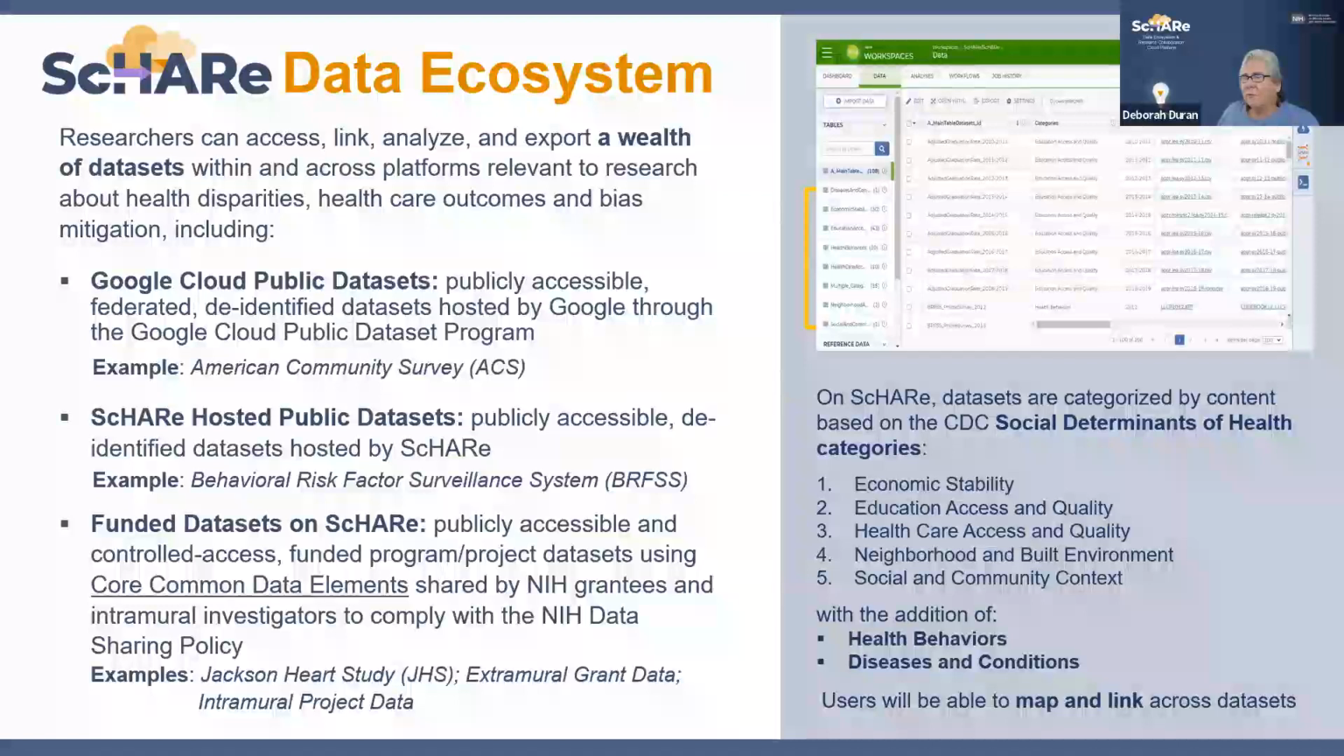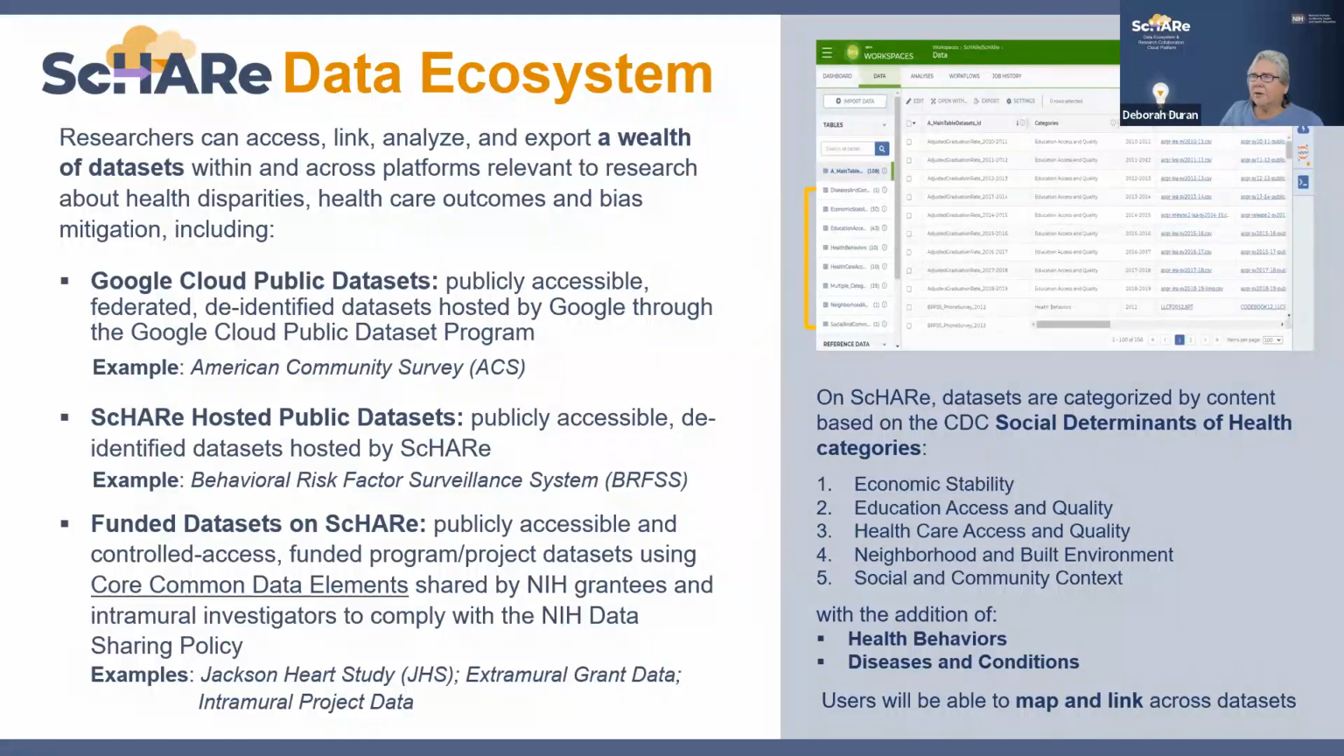We also have what we call ScHARe hosted data sets. These are national or state data sets that are not hosted by Google, so we pay to host them on the cloud. An example of that is the BRFSS, the Behavioral Risk Factor Surveillance System. So data like that is also on there.